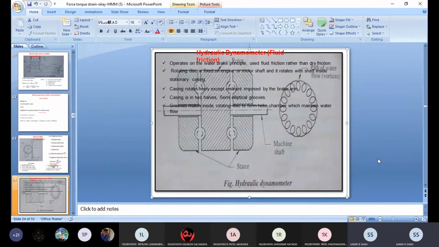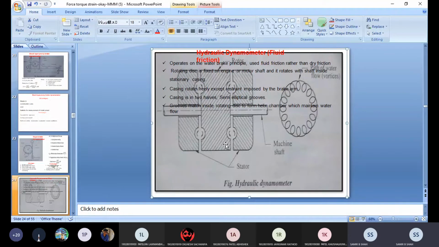In hydraulic dynamometer, in its simplest form, it acts as a water brake. This is a power sink. How may it work? Here, the power sink uses fluid friction for dissipation of the input energy and thereby measures the input torque or power.